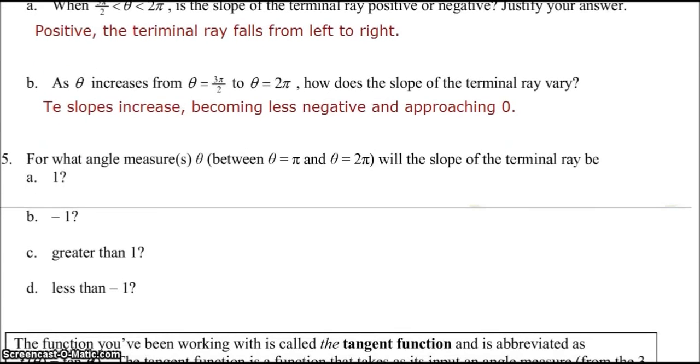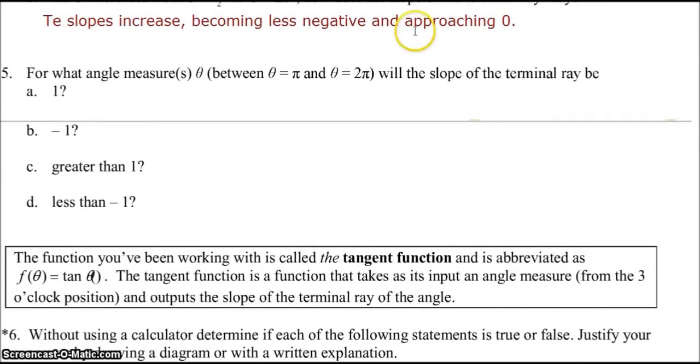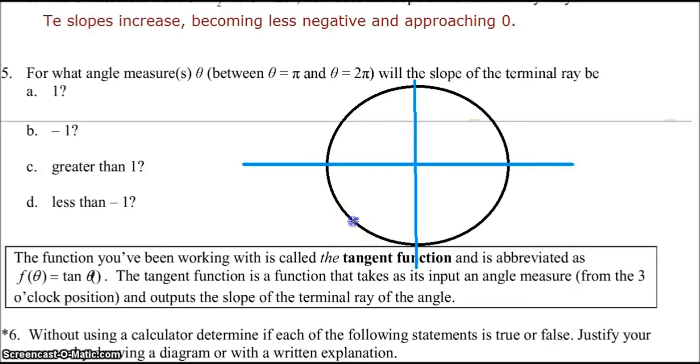For what angle measures theta between pi and 2 pi would the slope of the terminal ray be 1? So the rise and run have to be equal, which would be right here at this point. We go up the same distance as we go over. And that angle is 5 pi over 4.